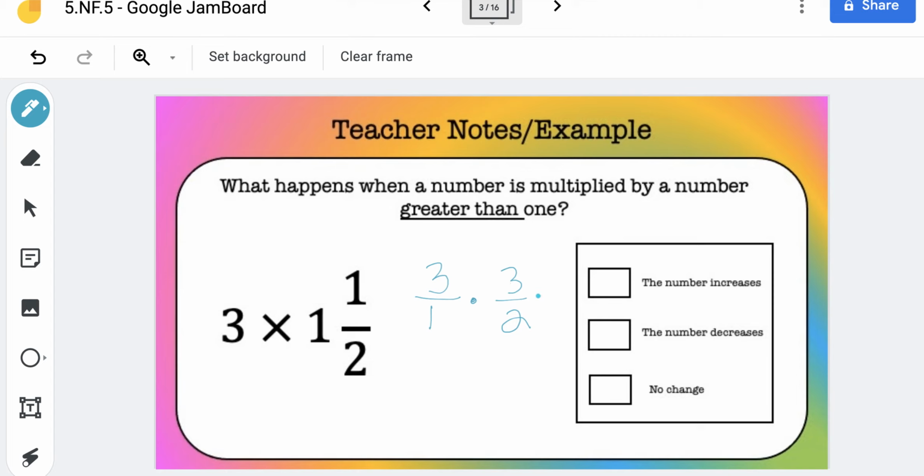3 times 3 gives us 9. And 1 times 2 is 2. And now when I convert that into a mixed number, 9/2 is going to be 4.5. So our 3, when multiplied by a number greater than 1, increases, because now it's 4.5. Okay, so the answer to this question is the number increases.